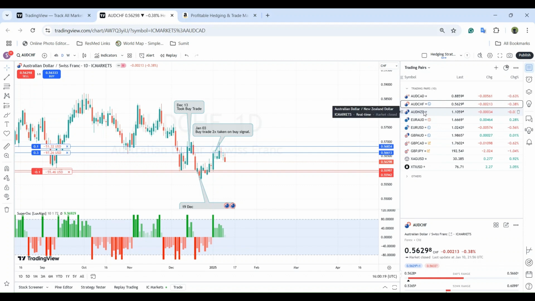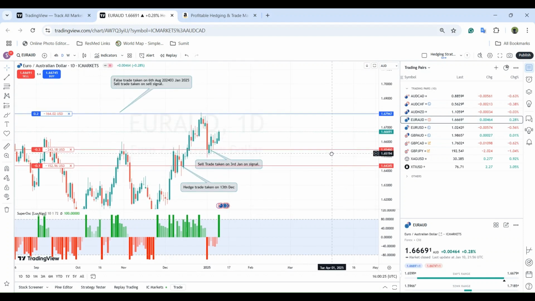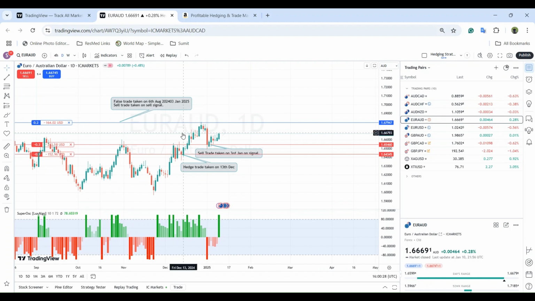Aussie New Zealand, no trade at the moment. Euro Aussie, again, we are looking at coming out of this set of trades at break even. We are currently in a couple of sell trades and an old buy trade. We have got a new buy trade on the 10th of January, so that's a new trade that we would take on the Monday, or Sunday night for me. So the idea here for the Euro Aussie is to come out at break even.